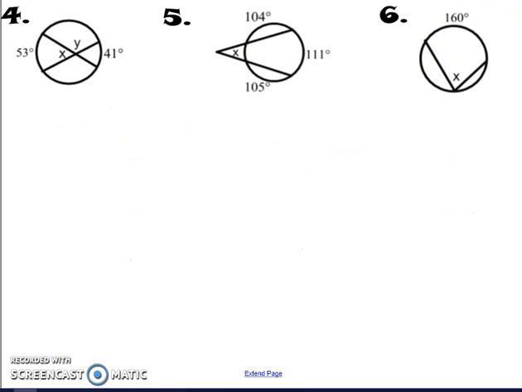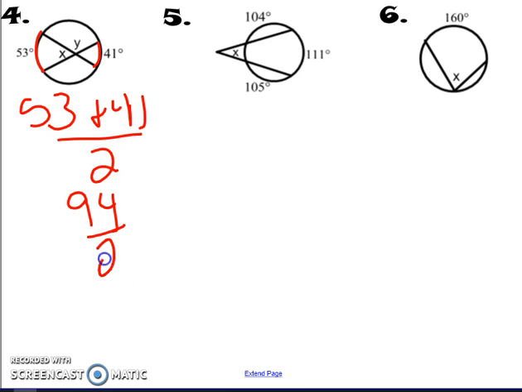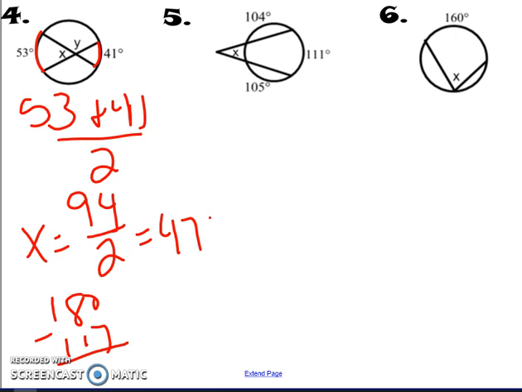All right, our next 3, our vertex is inside the circle, so we're going to take our arc plus our arc and divide it by 2. So that gives us 94 divided by 2, which is 47. So this gets us x, and then x and y should be supplementary. They fit together to make that linear pair. So these two make a line. So to find y, we're going to take 180 minus our 117. So we end up with 63 degrees for y.